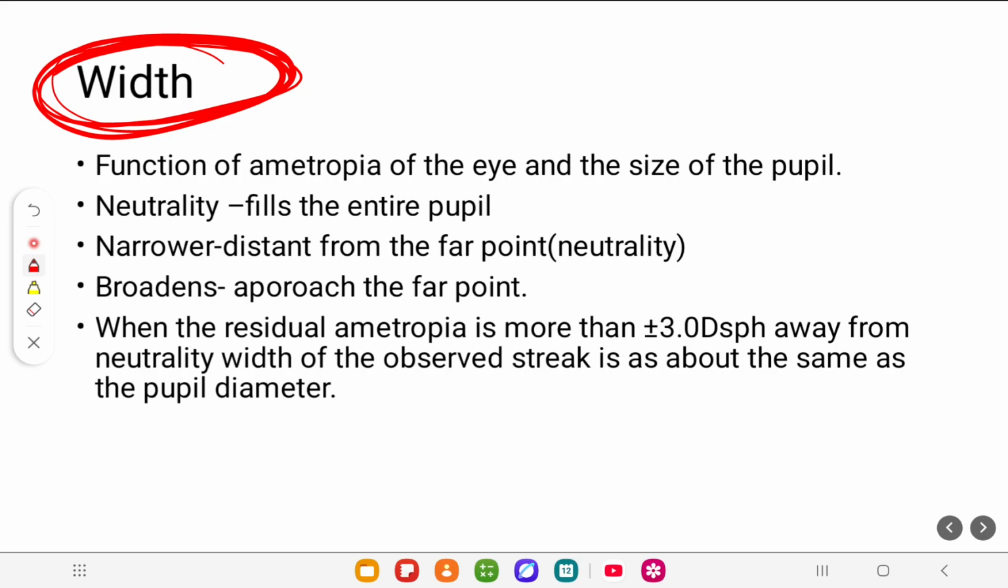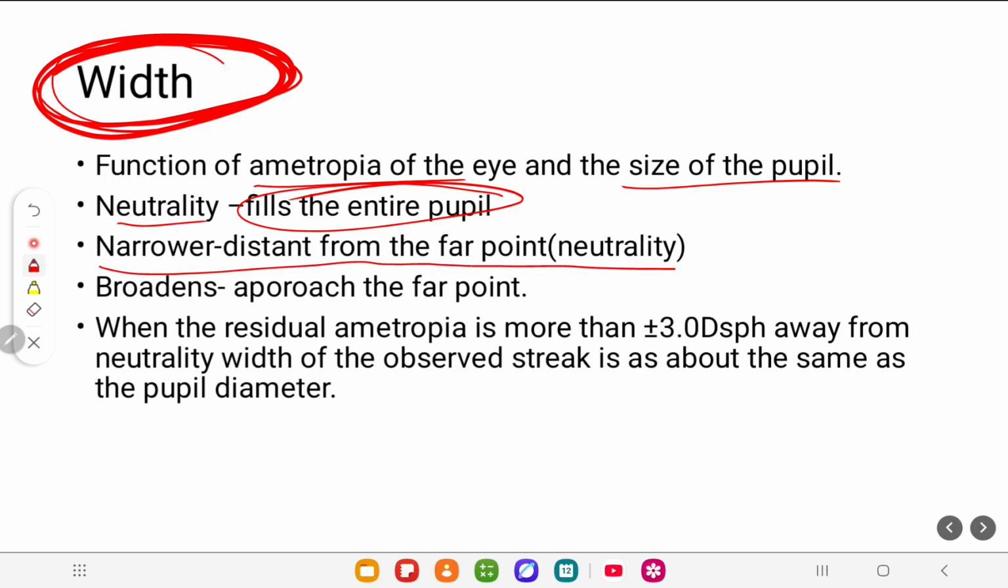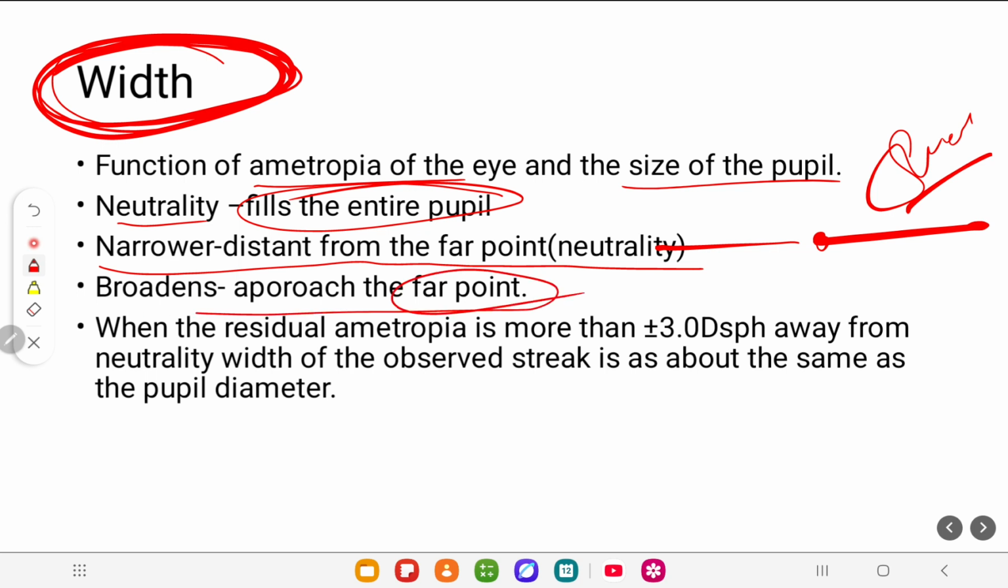The function of the emmetropic eye and the size of the pupil, because width basically means these two things. The neutrality fills the entire pupil. Neutrality means filling the entire pupil. There is no width; width is maximum. Okay. The narrow distance from the far point. As you move away from the neutral in any direction, hyperopic or myopic, width becomes smaller and smaller. As you approach the far point, at neutrality, width becomes broader and broader. When the residual emmetropy is 3 diopters away from neutrality, the object sticks at about the same pupil diameter. Okay, this is just a point.